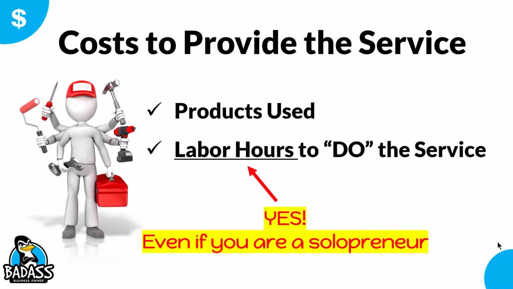When you're looking at the cost to provide the service, you have the products that you use to provide the service, and then you have the labor hours to actually do the service. And this includes even if you are a solopreneur, even if you're the one doing it, there are labor hours involved. Now, there's two different ways that you get paid, and we're going to talk about that in a minute. But it's right here where people tend to leave this off when they're looking at costs. They tend to focus on the products that they use and fail to account for the proper way to do the labor hours to do the service.